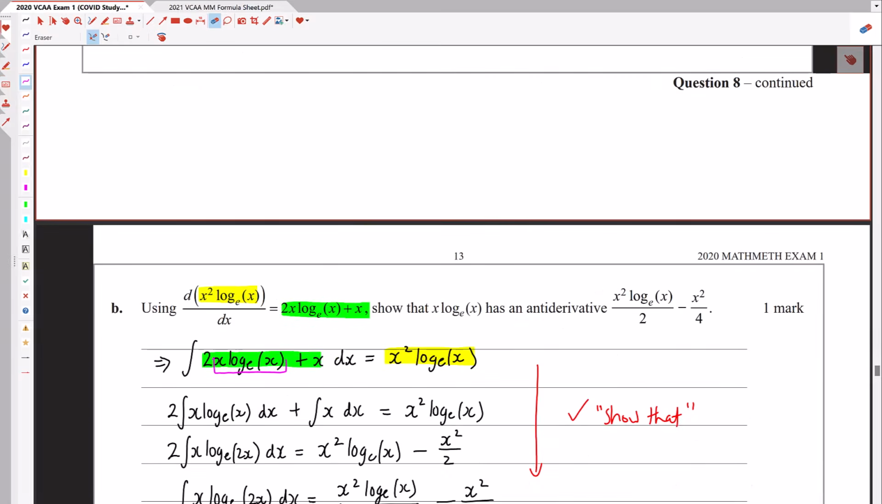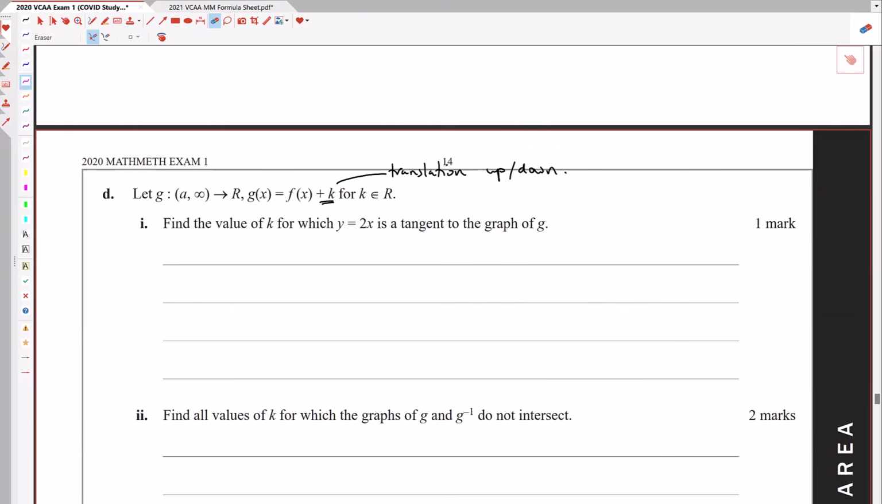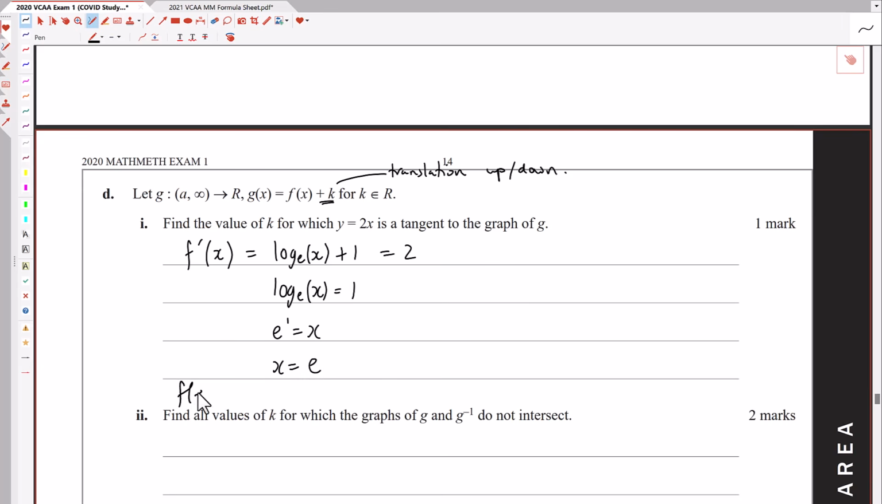Okay, so we want to know, where does the derivative equal 2? We've already worked out our derivative. It was log e of x plus 1. We want that to equal 2. So log e of x is equal to 1. e to the 1 equals x. So x equals e. And therefore f of e is e log e of e. It's also e. Okay. So gradient equals 2 at the point (e, e).